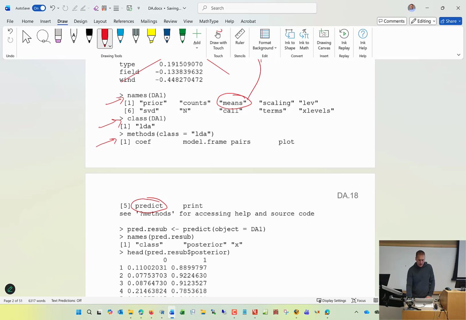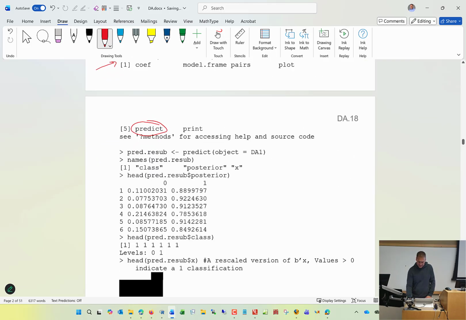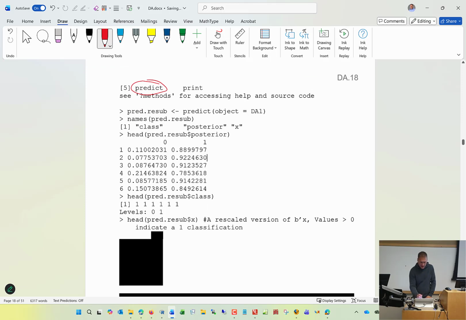Because what that will do is tell us for every single observation in the data set, should I predict this to be a success or should I predict it to be a failure? So let's actually implement that. If I say predict, object equal DA1, put the results into pred.resub. The reason why I use resub there is because this is using resubstitution.